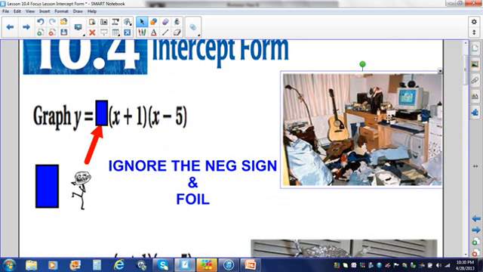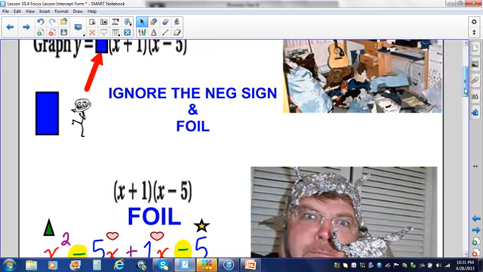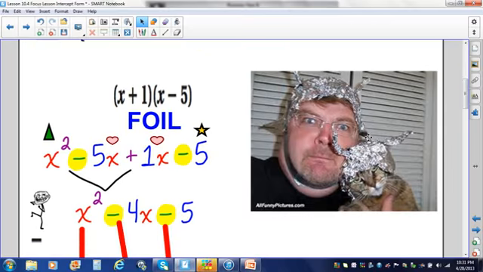Kind of like if your parents asked you to clean up your bedroom here. Oh my gosh, don't ever invite me over. And you just ignore them and you don't clean it up. So first thing we're going to do here is we are going to FOIL. Okay, that picture is just disturbing.